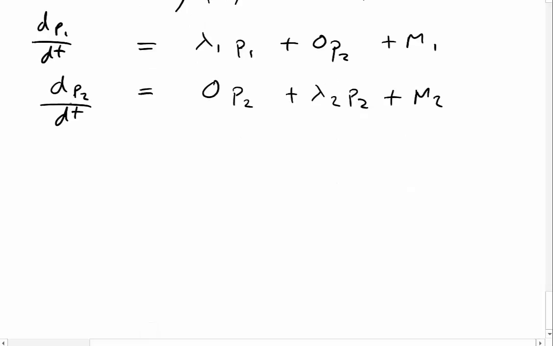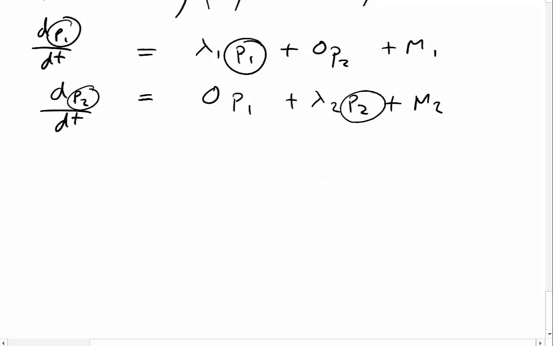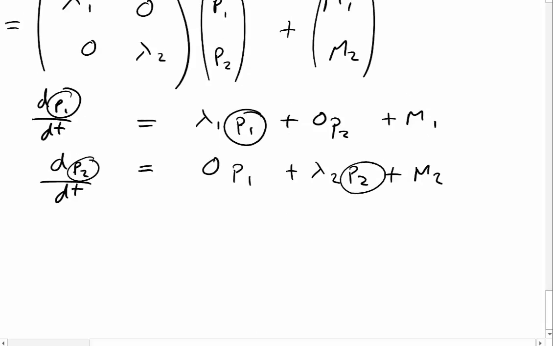But look, I've got a p1 here. I've basically just got a system that involves only one variable. So I've got p1 there, I've got p1 here, I've got p2 here and p2 here. I don't have to worry about anything else. I just got exactly what I want. So I've managed, by diagonalization, to get exactly what I wanted.